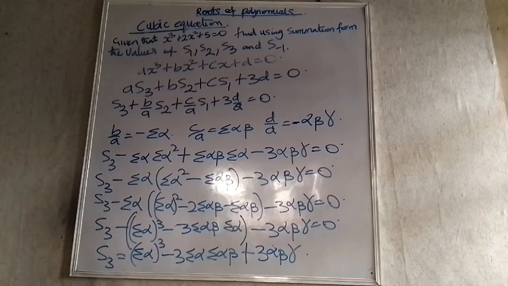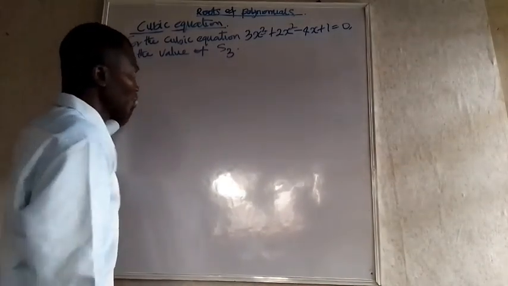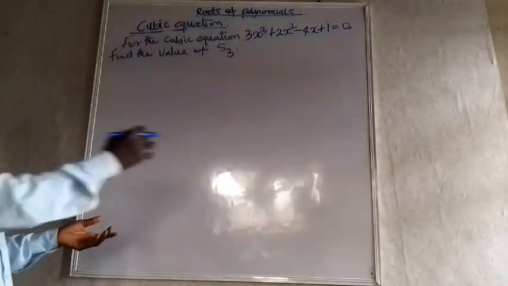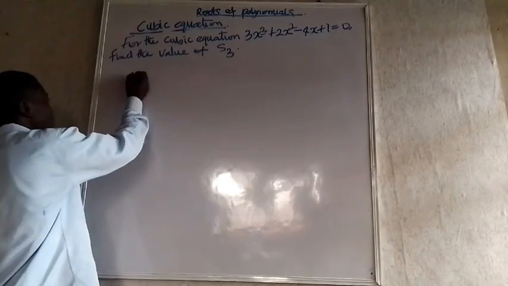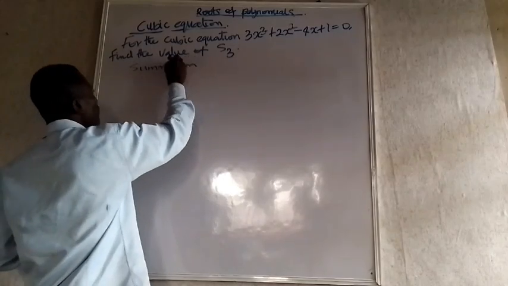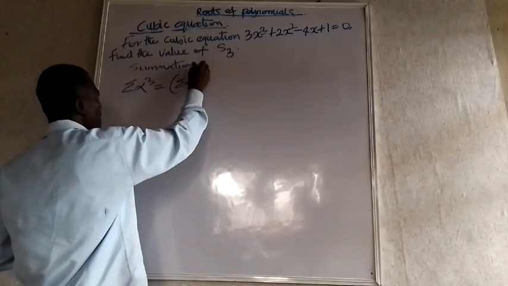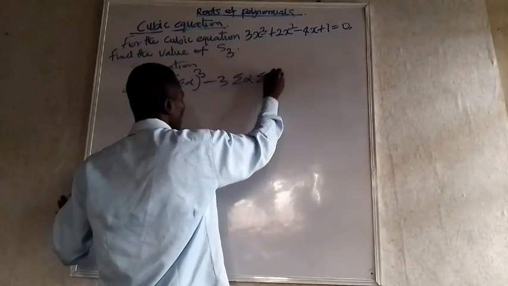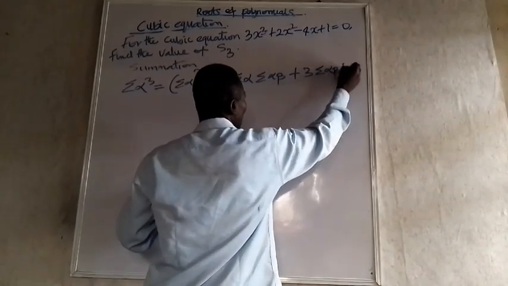Now let's look at another example. For the cubic equation, 3x cubed plus 2x squared minus 4x plus 1 equals 0, find the value of S3. We can use recurrence and we can use summation. So if we are using summation, you know that summation alpha cubed is equal to summation alpha all cubed minus 3 summation alpha beta summation alpha plus 3 summation alpha beta gamma.